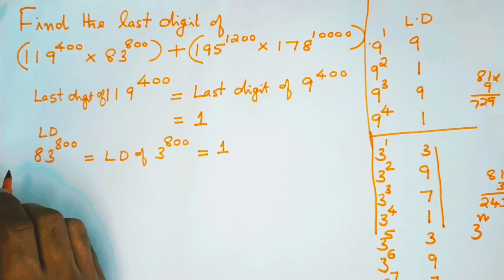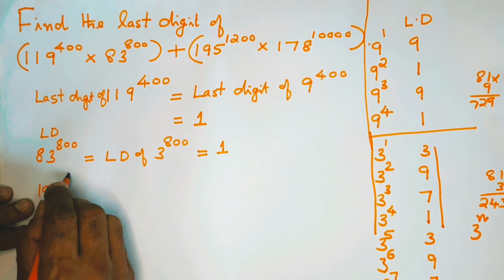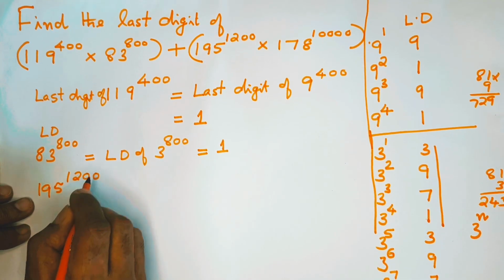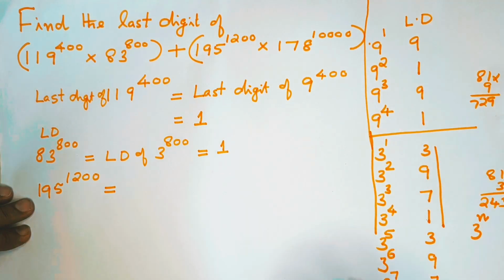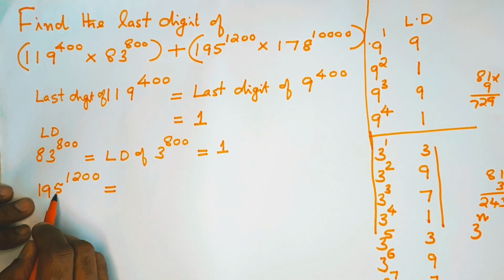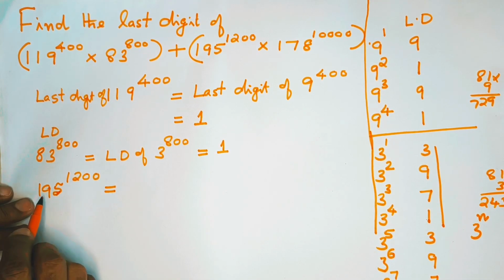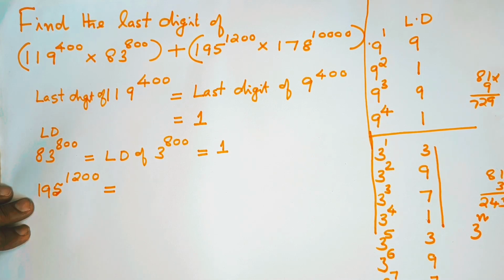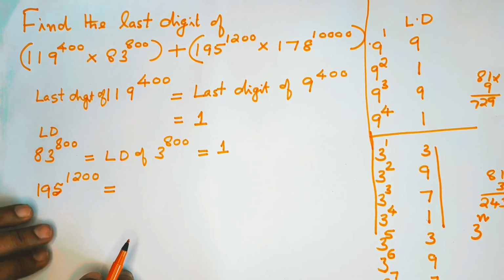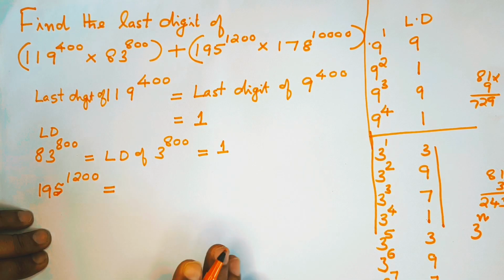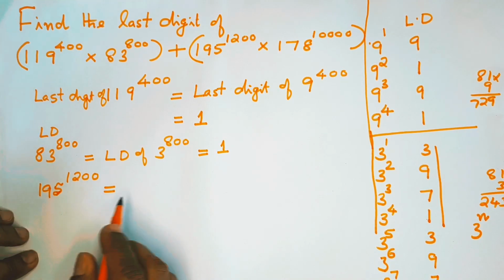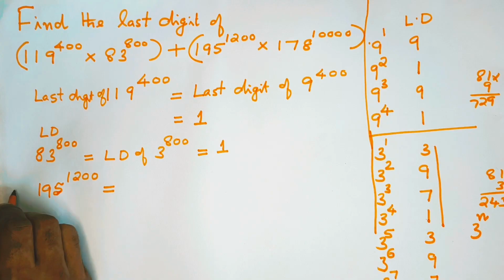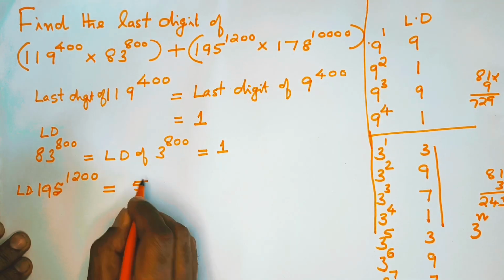Now take the third number, 195 to the power of 1200. You don't need to do this kind of exercise for a number that's ending in 5 in the base figure. If you have a number ending in 5 and you raise it to any power, the last digit is going to be 5. No other number is possible in the last digit. So the last digit of this number is 5.